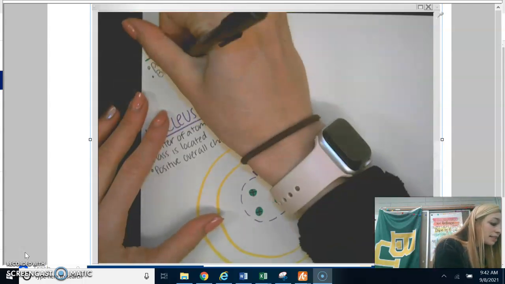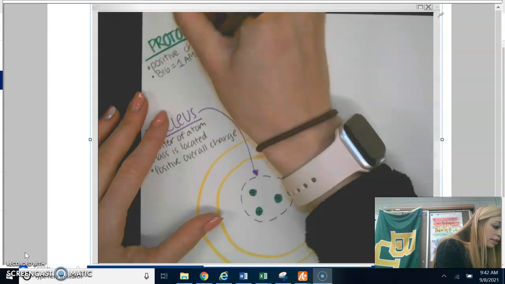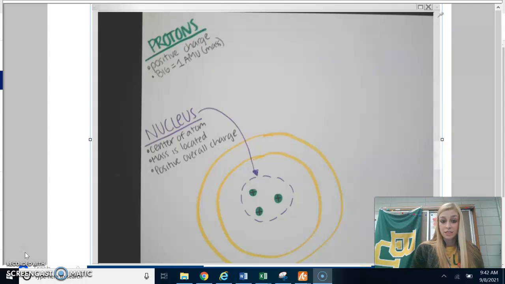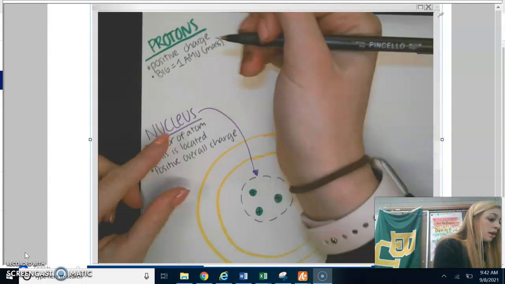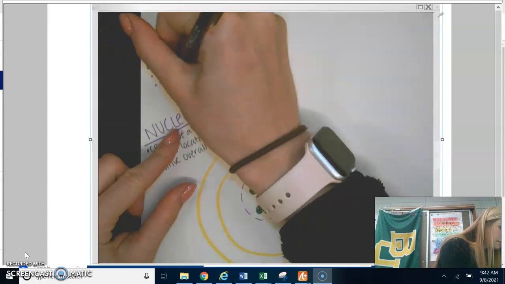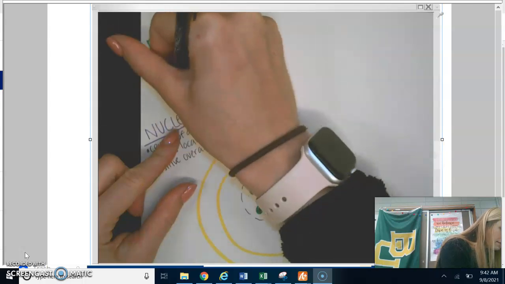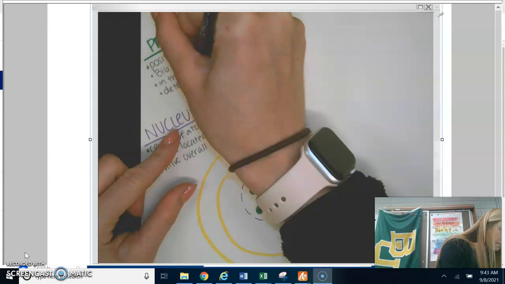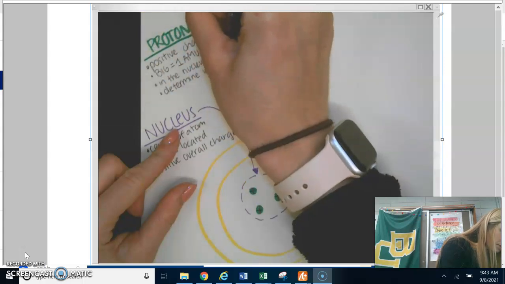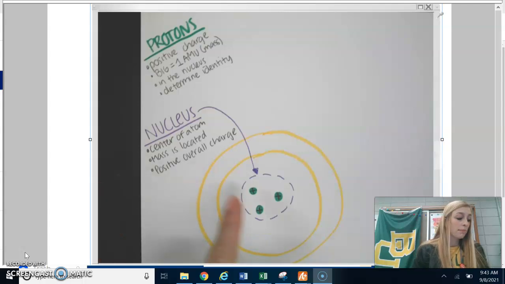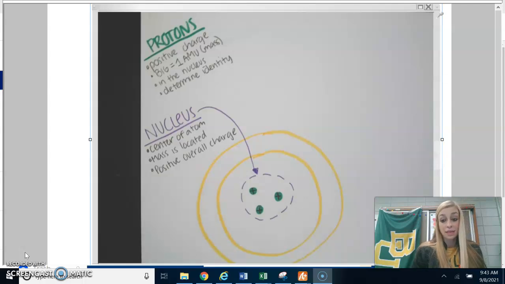So today we are going to learn a more technical term. We're not just going to say they're big. We're going to say they have a mass of 1 AMU. This is the mass. AMU stands for atomic mass unit. It's just a name for the mass. They are in the nucleus. And they determine the identity. So the protons tell us what element the atom is. You'll learn more about that later. But because there's 1, 2, 3 protons, I know this element is lithium. So the protons determine the identity or who that element is.